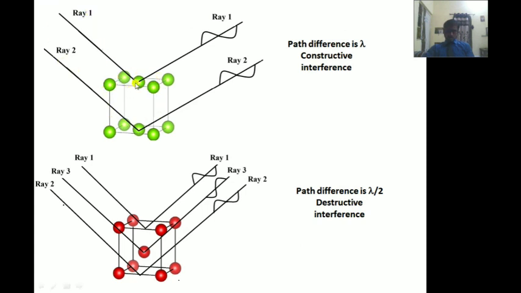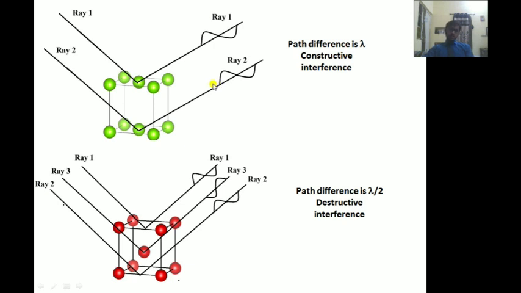So this is case 1, where I added one atom of half portion at the face and half portion at the bottom. This is the ray coming from the X-ray machine, and this ray is incident, and this is reflected from here, and they produce a scattered X-ray. Ray 2 is also coming from there, scattered from this plane and reflected from this plane, and they produce a scattering beam. The path difference between ray 1 and ray 2 is lambda. Then they produce a constructive interference pattern. That means here it follows Bragg's condition.